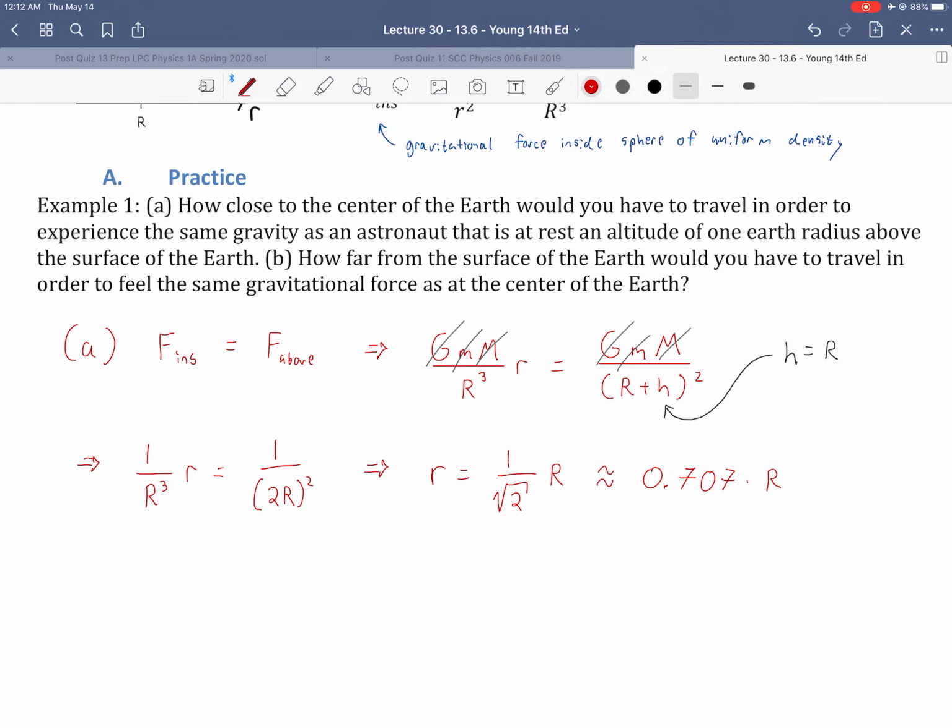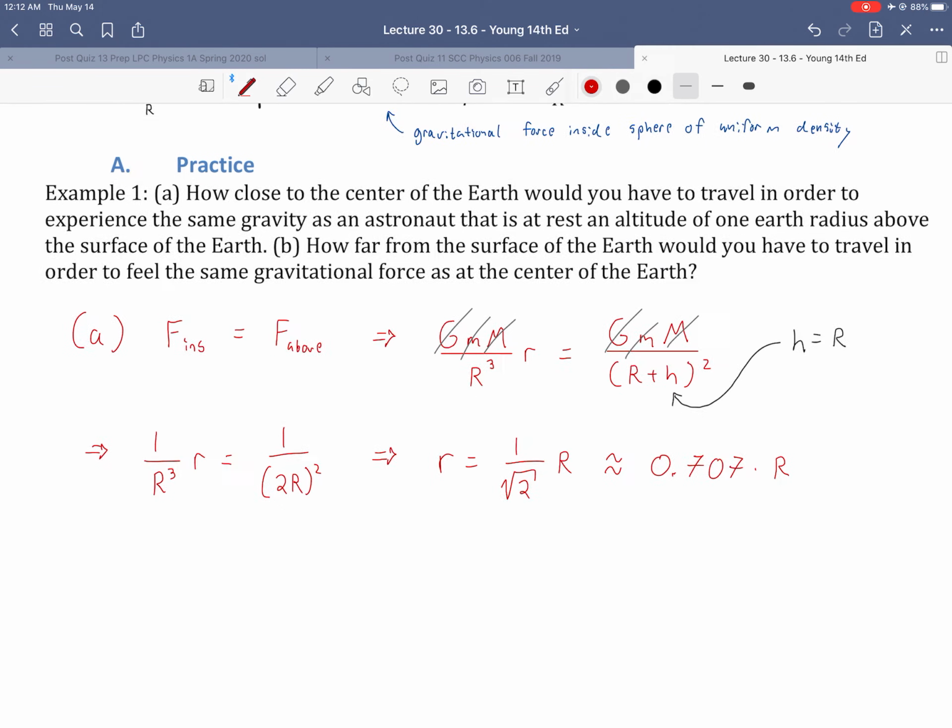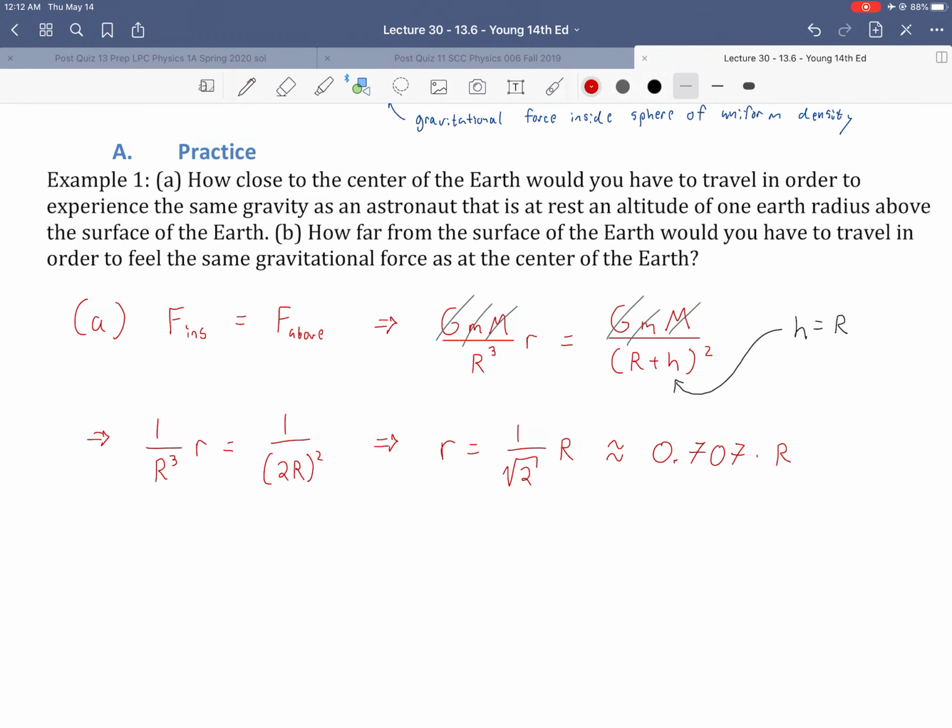In other words, you'd have dug 30%, or 29.3%, down into the Earth, and you'd be at that point where you would have a weaker gravitational attraction. You'd weigh less, you'd accelerate more slowly, and that slower acceleration would be exactly equal to someone that is 1 Earth radii above, right? With a similarly, or exactly, equal reduced acceleration. All right, make sense? Okay. All right, so that's our answer. Go ahead and put a box around that.